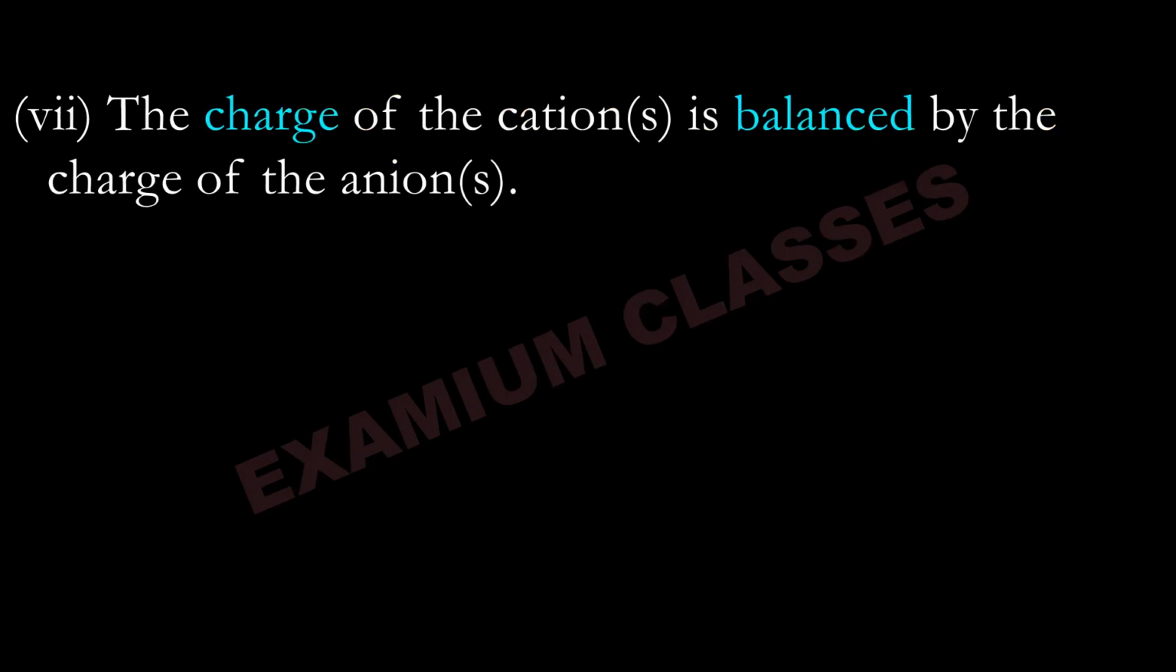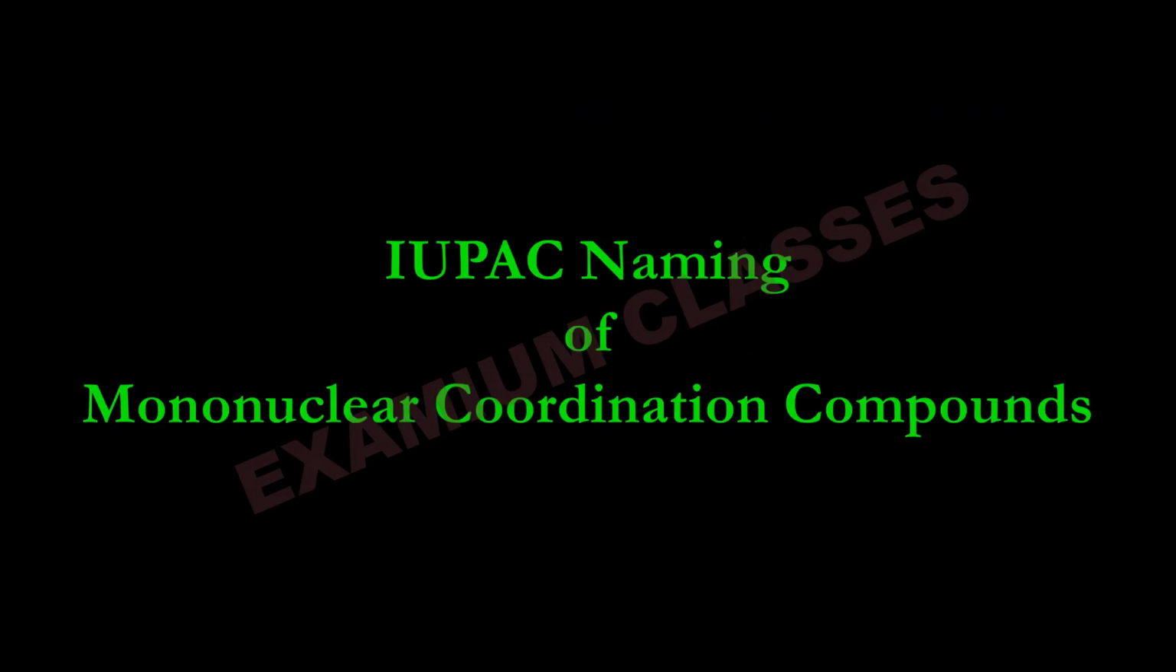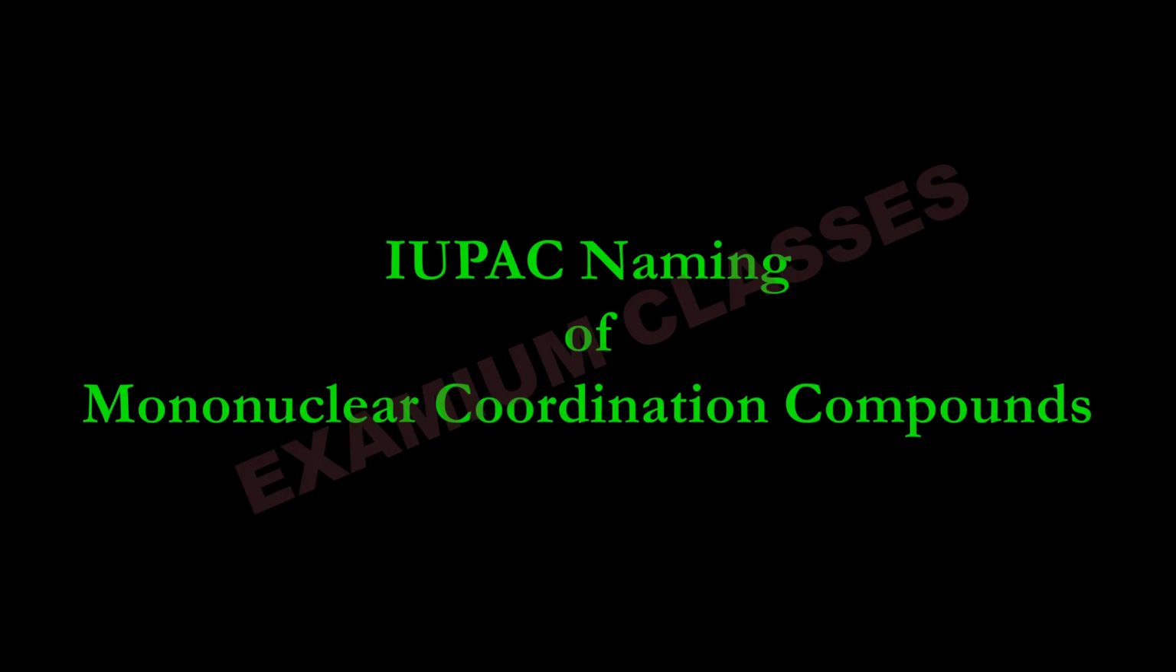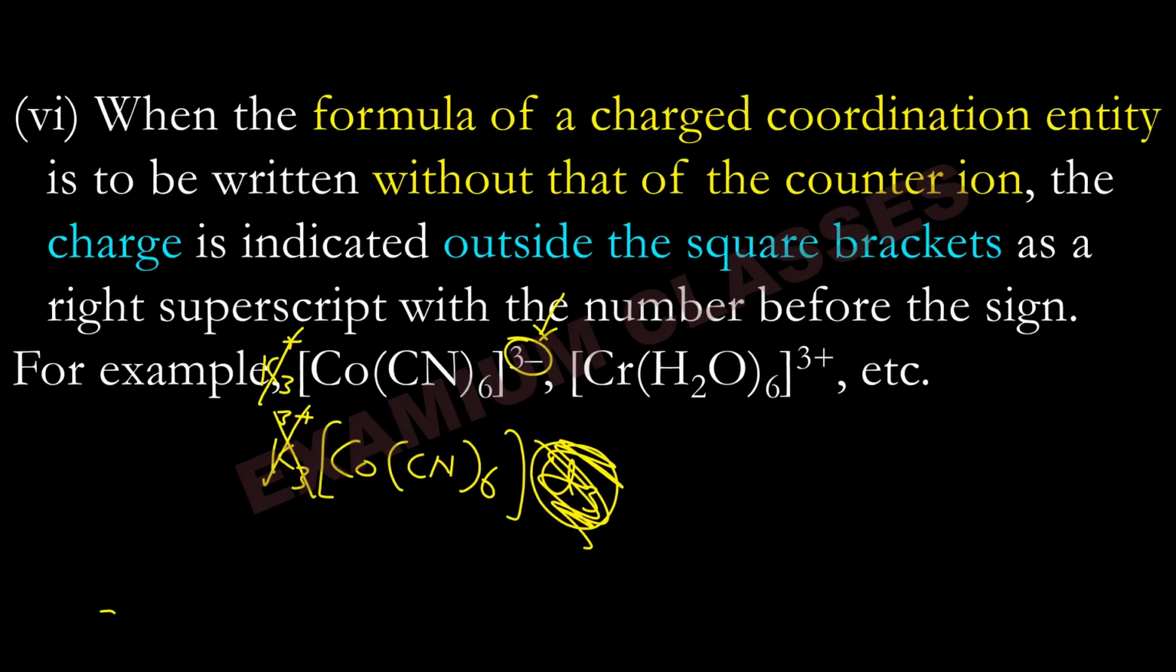The charge of the cations is balanced by the charge of the anions. This is something very simple: in this whole universe, everything is charge balanced. So if you have plus 3, there has to be minus 3. Then IUPAC naming of mononuclear coordination compounds. I think I had some questions here. But to your question, Tanya, is what I talked about here clear? Okay, these are the examples here.